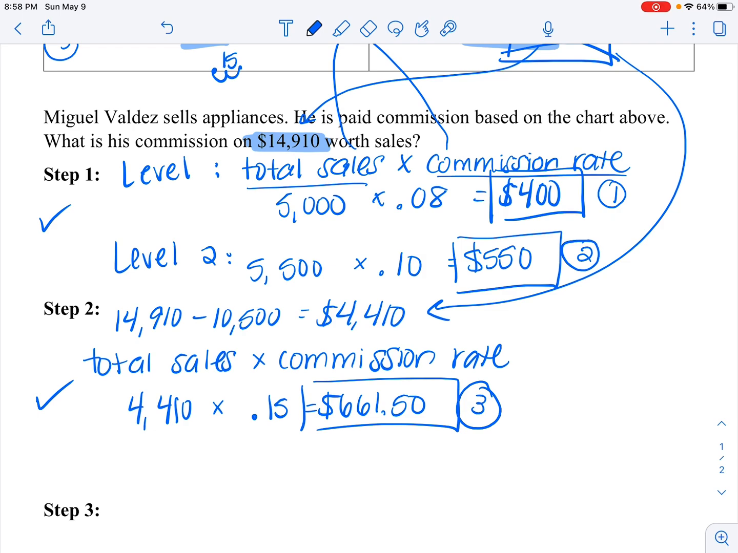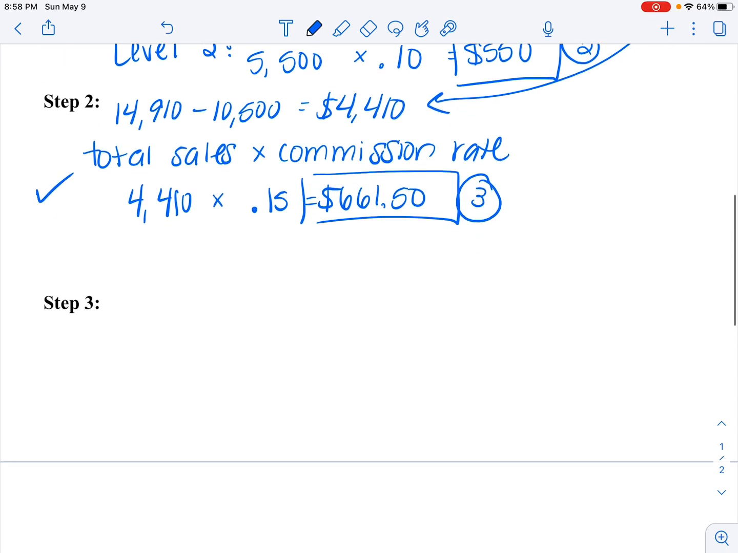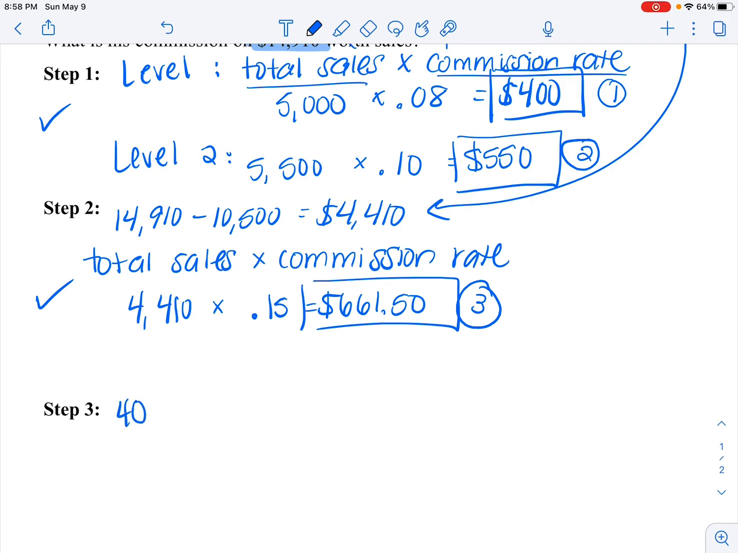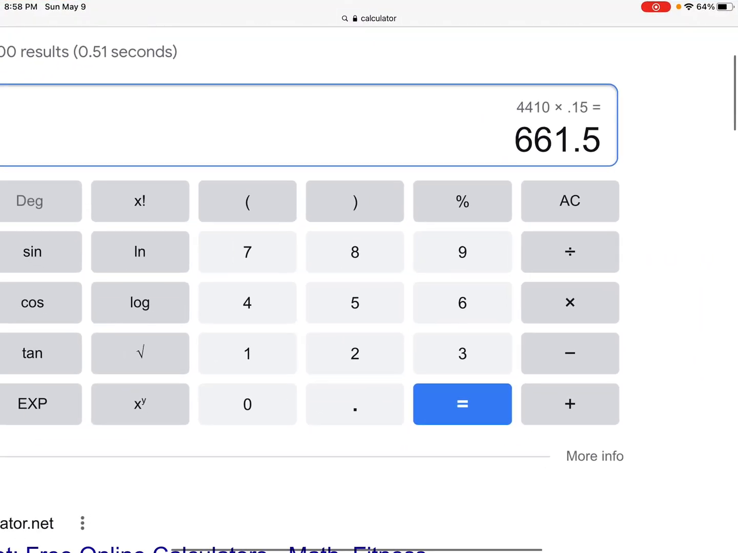Once you found all your levels, we should remember from in class, step 3 is to find the total of all 3 levels. So I'm going to write up the numbers in here. Level 1 was 400, level 2 was 550, and level 3 was 661.50. So we're going to add all those up, and we will have our final answer. And our final answer comes to 1,611.50.